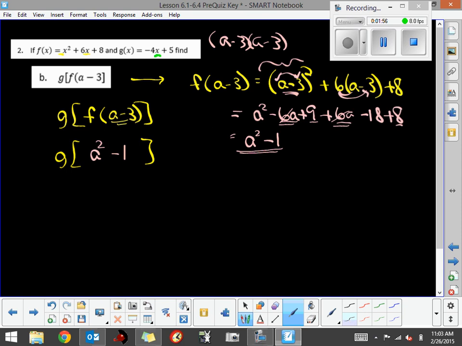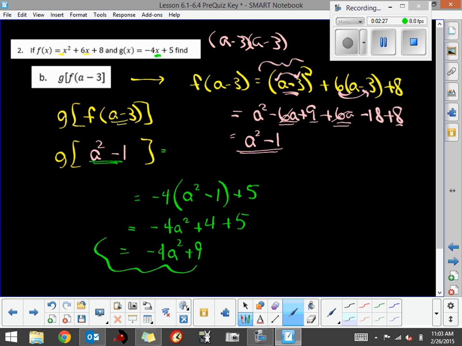Well, g requires us to take negative 4 times your input, add 5. So now I'm going to find out what g at a squared minus 1 is. So this equals negative 4 times your (a squared minus 1). Remember, this is going in as your input for x, plus 5. Distribute your negative 4: negative 4a squared plus 4, plus 5. Collect your like terms, and we get negative 4a squared plus 9. This is what our composition of f at a minus 3 put into function g ends up giving us.